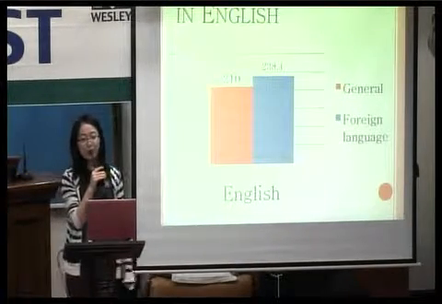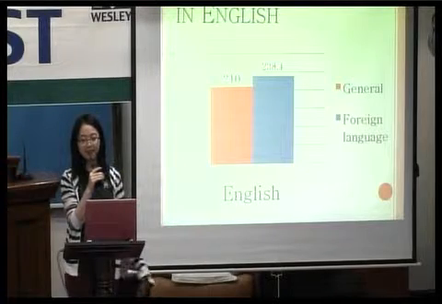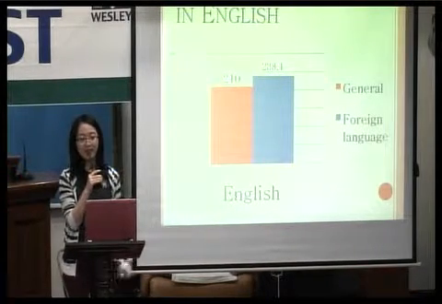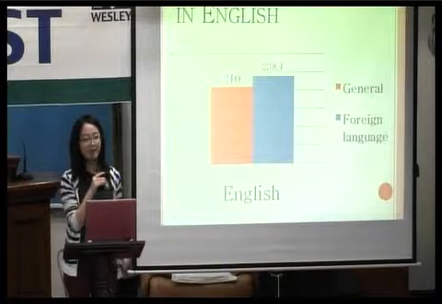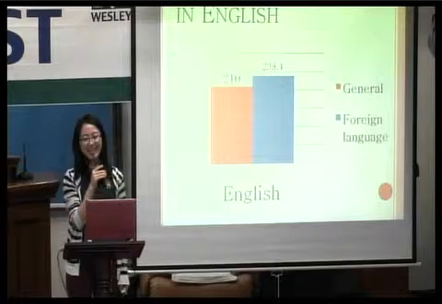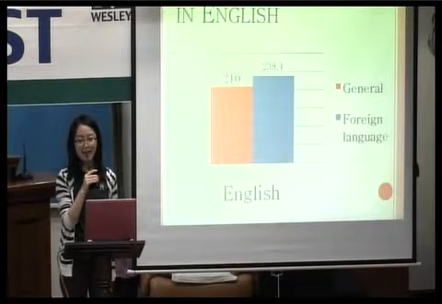We are able to know one thing from these charts. Foreign language high schools and science high schools concentrate more on math, science, and English. Therefore, students can do better in their subjects of interest.